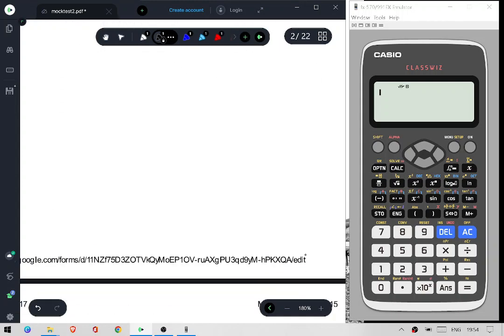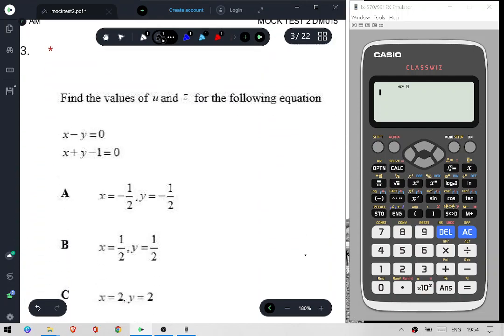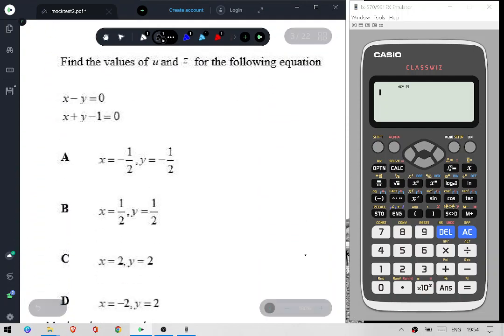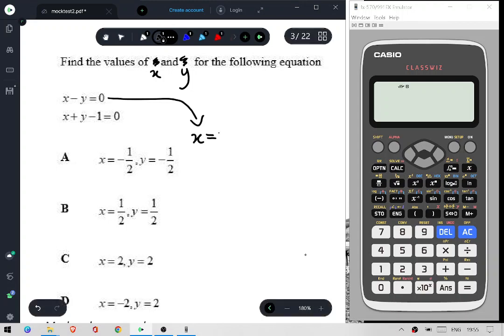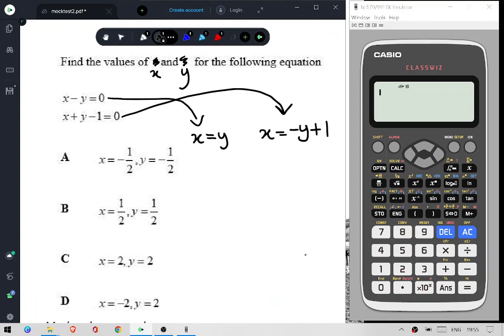Okay. Next question. Find the values of U and Z. Okay, actually not U and Z. This actually is X and Y. A little typo. Okay, but we can still answer, still can solve. Okay, so the first equation we can rewrite as x equals y. The second one we rewrite over here as x equals minus y plus 1. Like that. Now what to do?